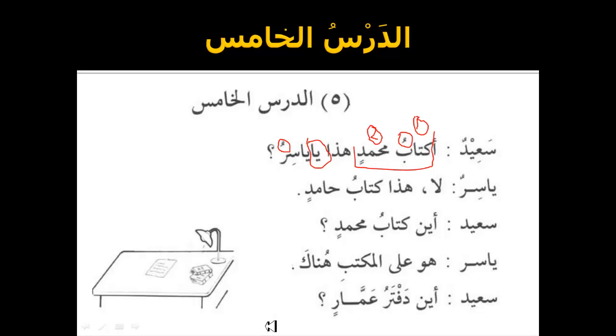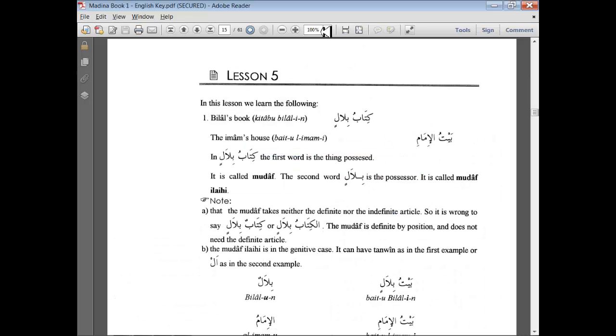Also, you can look at the key, and I'm going to bring this up. Here we have the key in lesson number 5. It explains this in a little bit more detail, because what we're going to learn during this lesson is the idafa construction as I just explained. Kitabu Bilalin, right? And then we have Baytul Imami.